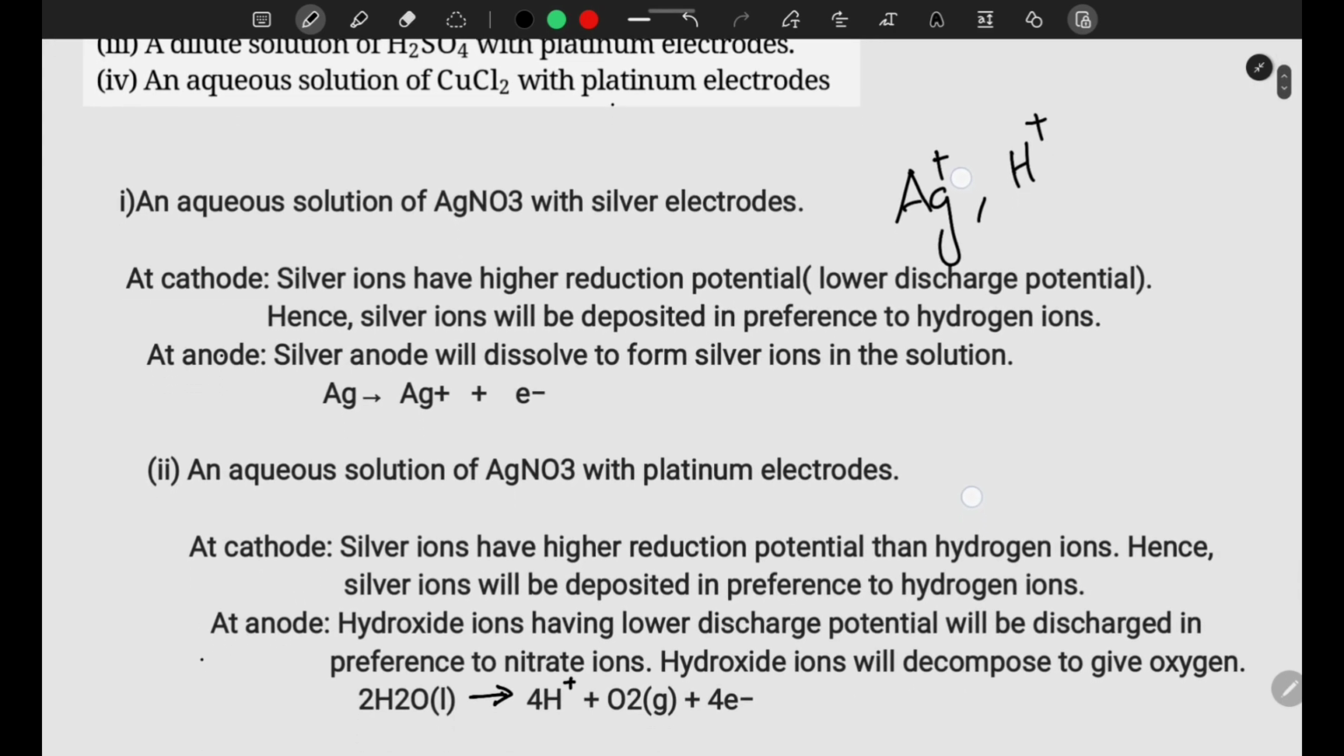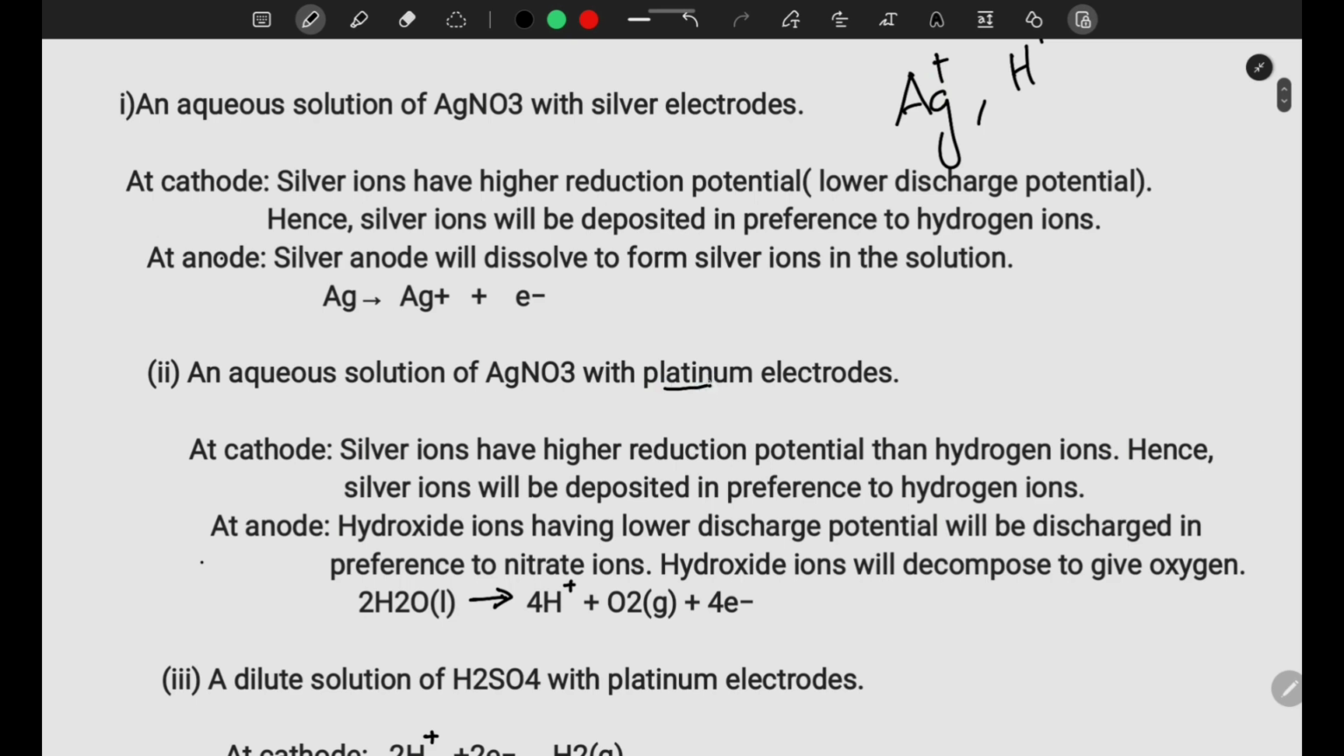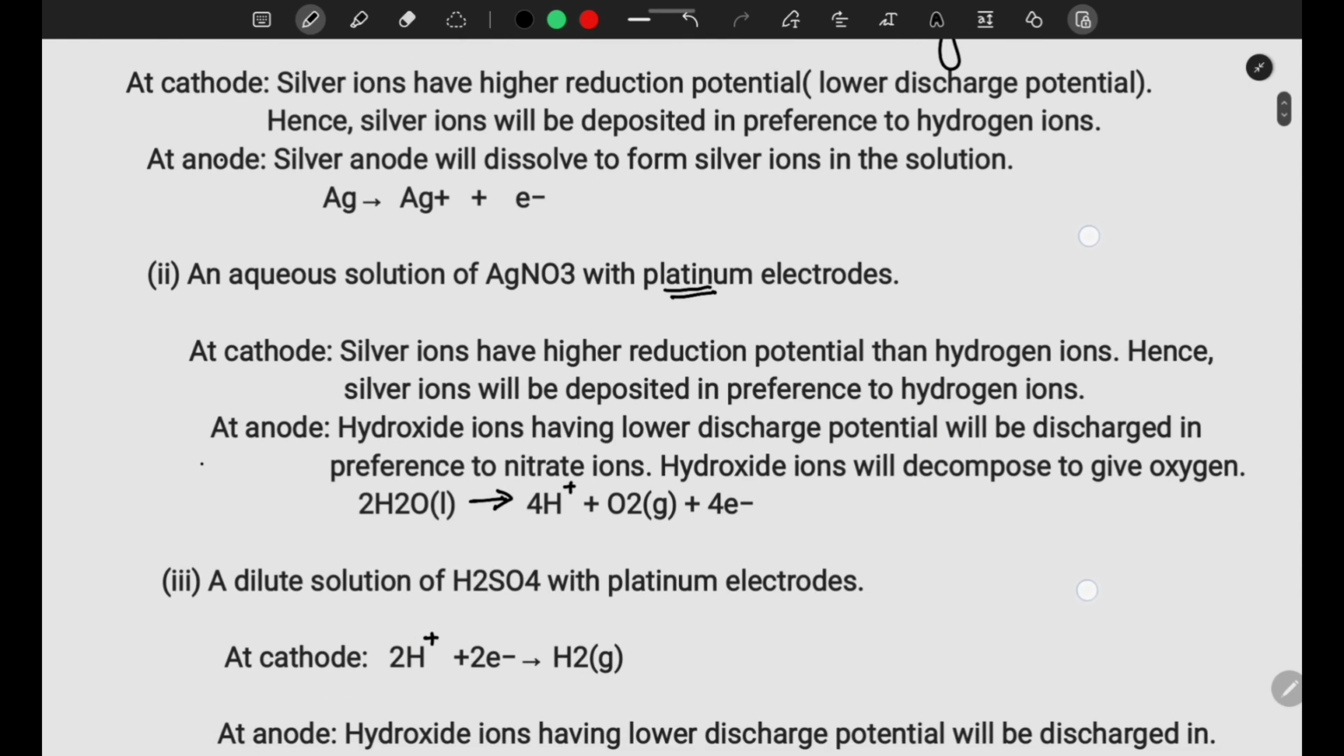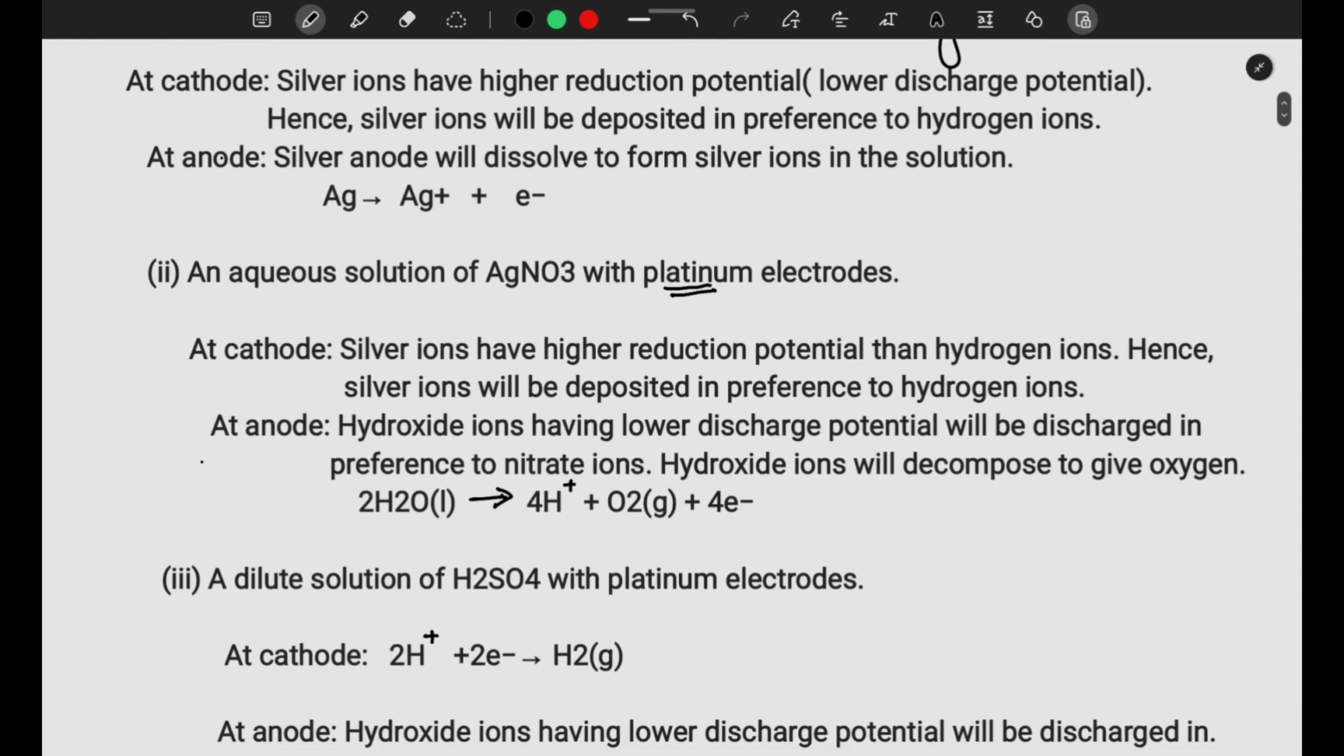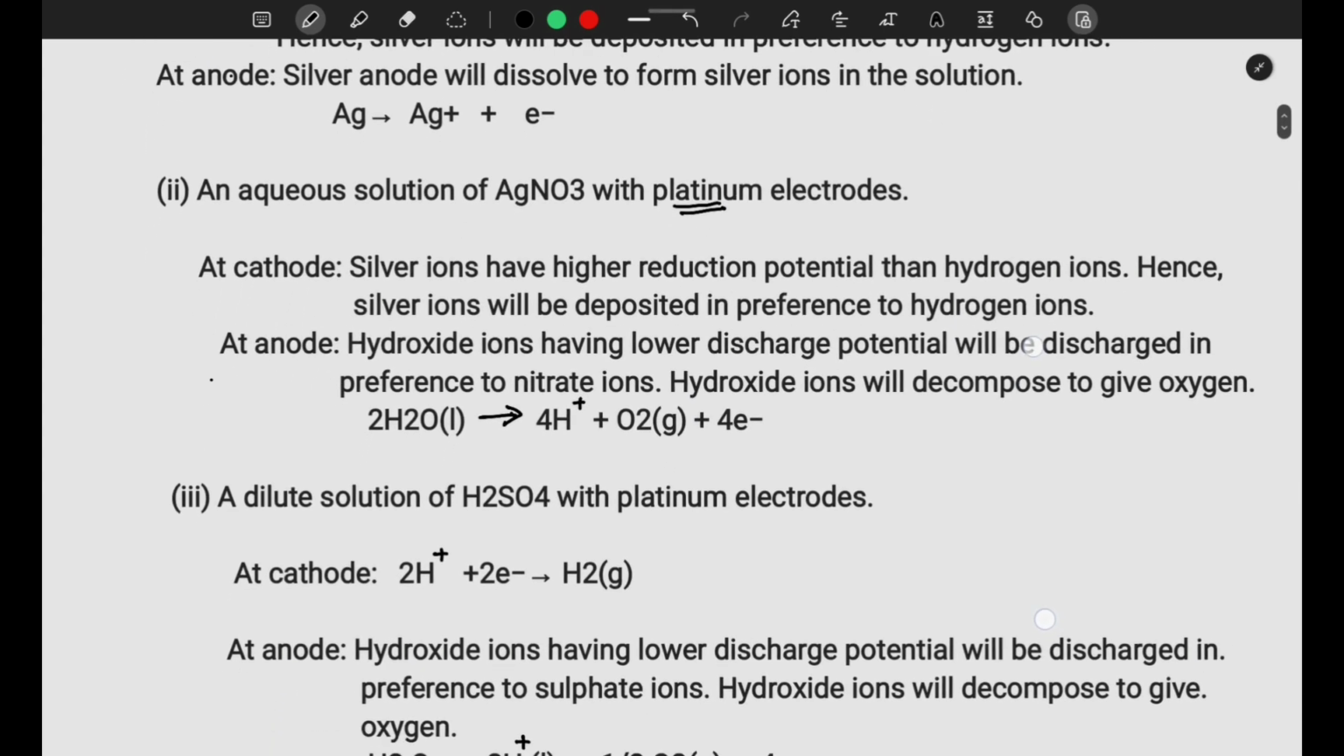An aqueous solution of silver nitrate with a platinum electrode. Here platinum is an inert electrode, so it will not be involved in the reaction. Then in silver nitrate, out of H+ ions and silver ions, silver ions are getting reduced in preference to hydrogen ions. Its reduction potential is higher than hydrogen ion. Then when we compare OH- and NO3-, OH- ions are getting discharged in preference to nitrate ion. So we will get oxygen at the anode because hydroxide ion will decompose to give oxygen.